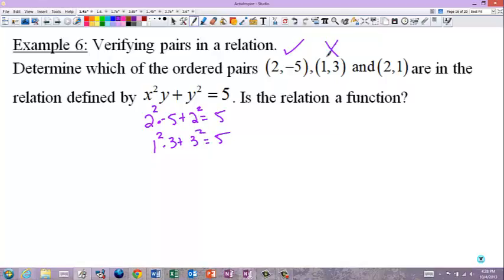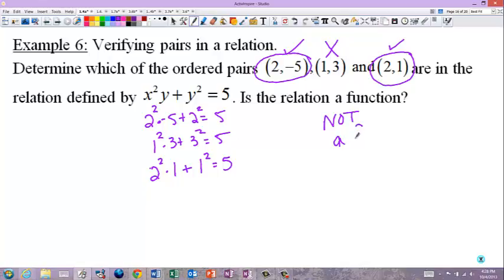That is not. I've already done this one time today, so that's why I'm going so fast with it. You can mark it out on your calculator if you want to. Equals 5. That is true. So because both of these worked, it is not a function because the x's repeat. That's where we stopped.